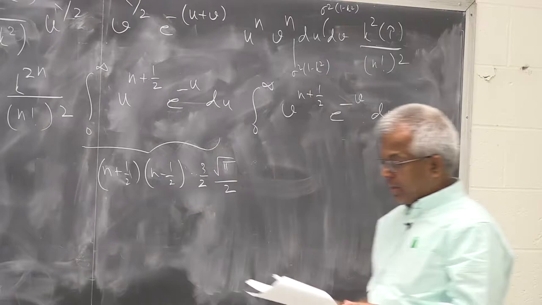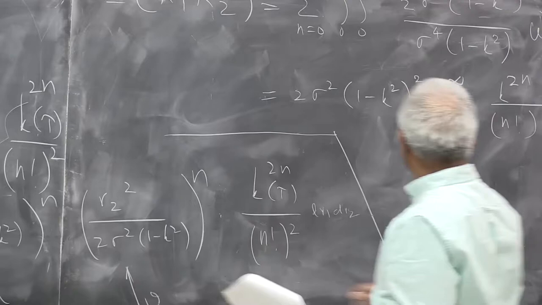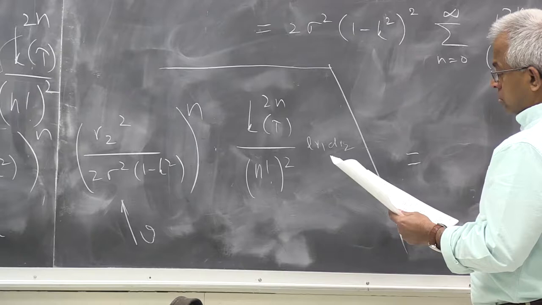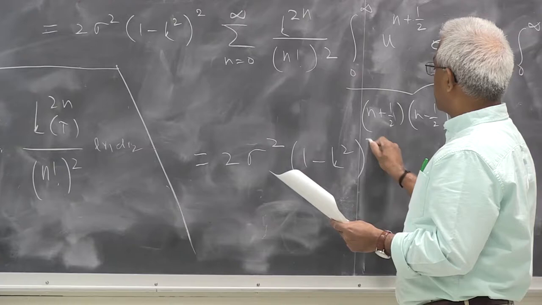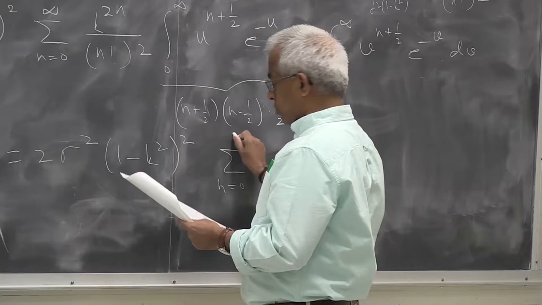And consequently, we are almost there. This quantity will now be two sigma squared, one minus k squared, the whole squared, multiplied by summation n equal to 0 through infinity. This term repeats twice. This also, the answer is the same.